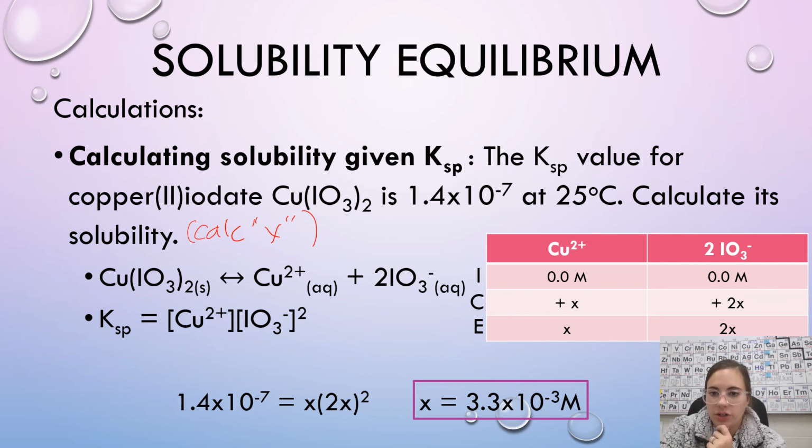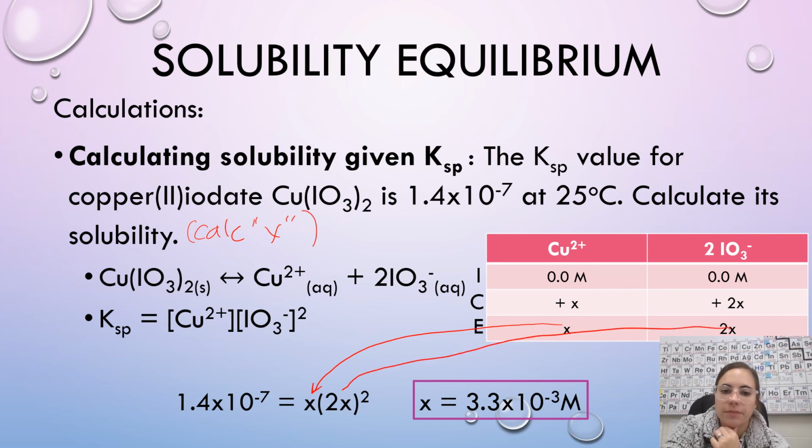My ICE chart initially has 0, plus x, plus 2x. So I know my equilibrium concentrations are x and 2x. Now I've got to plug those into my K expression. So x times 2x squared is equal to K. Here's where so many people make a mistake, is just this simple algebra.